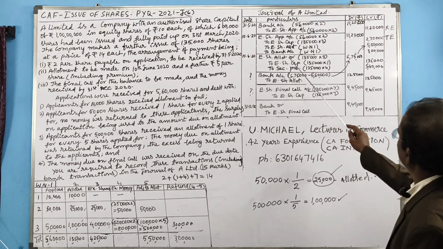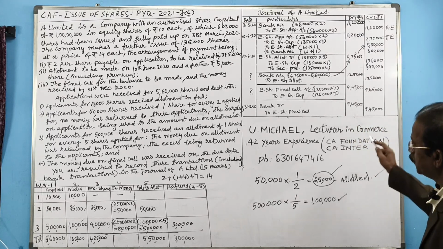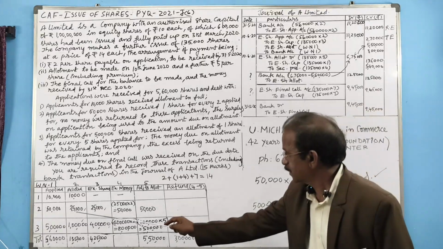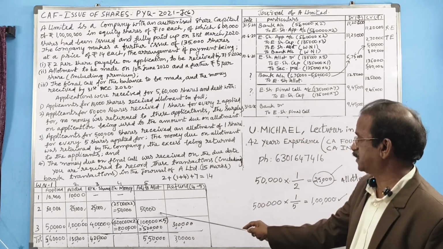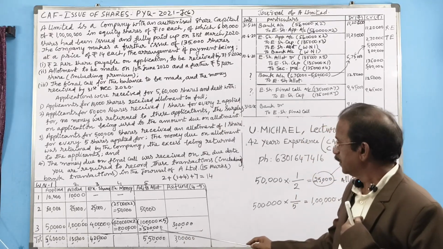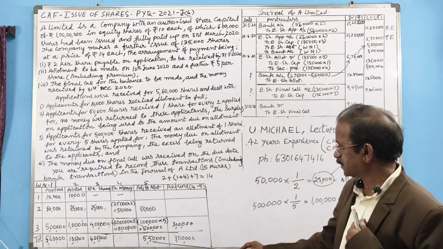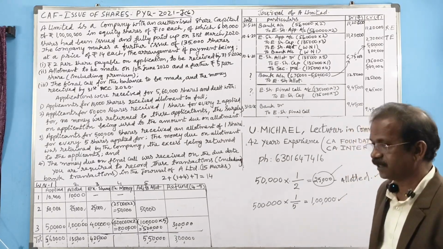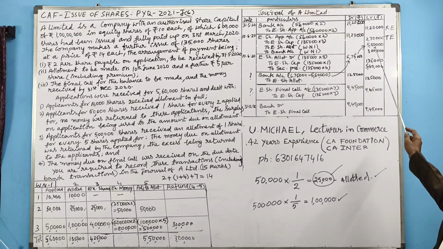How much money was transferred to allotment money? How did you get this? For the second category shareholders, 50,000 we have adjusted, we have retained. For the third category, we have retained 5 lakhs. 50,000 plus 5 lakhs, 5,50,000. This amount is to be credited here.